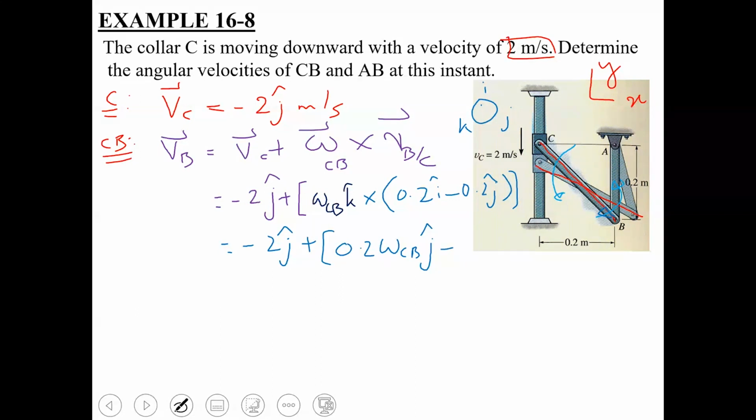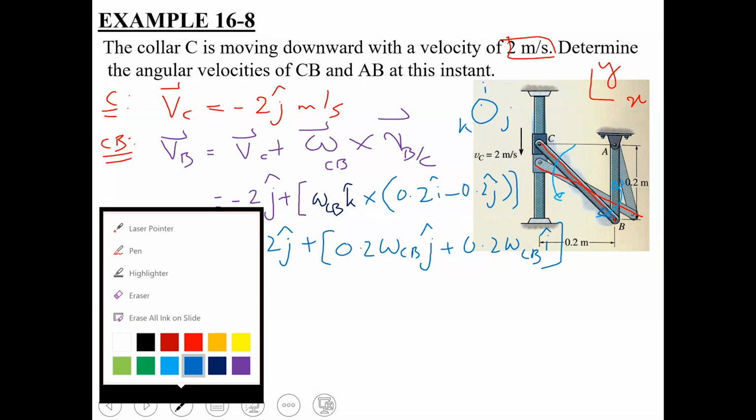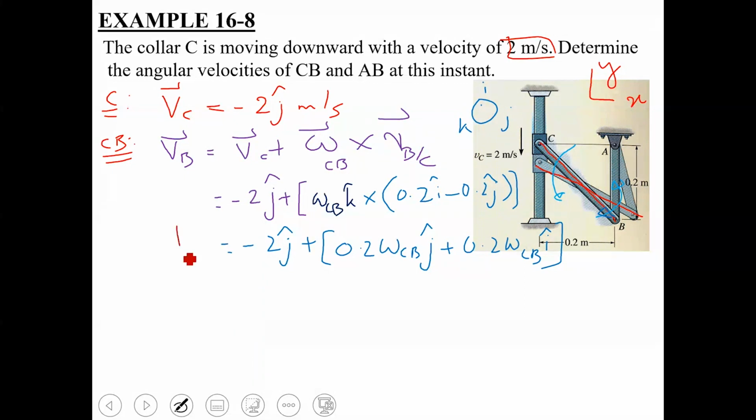The second term is a minus sign, since it is already present, minus 0.2 omega CB. What is K cross J? Negative I. Negative I, so the negatives become positive, and here we get this cross product, which is minus 2J plus 0.2 omega CB J plus 0.2 omega CB I. So this would represent the velocity of point B, which is velocity B. Is this point clear? Yes sir.